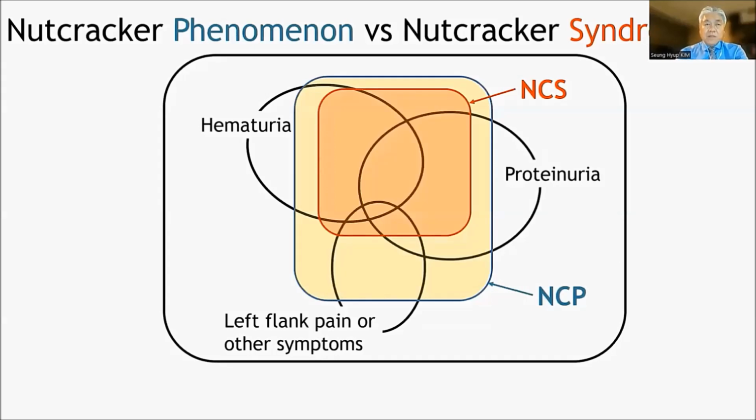We need to be clear in using two different terms, Nutcracker phenomenon and Nutcracker syndrome. Nutcracker phenomenon is just a phenomenon of compression of the left renal vein between the abdominal aorta and superior mesenteric artery, and it is called Nutcracker syndrome when Nutcracker phenomenon is accompanied by otherwise unexplainable symptoms or signs.